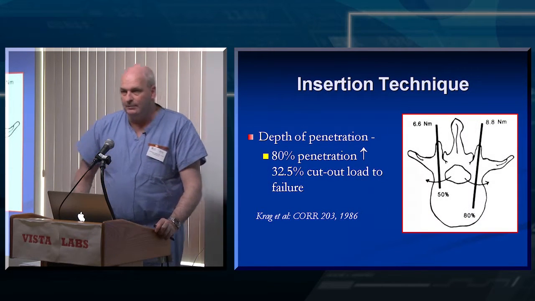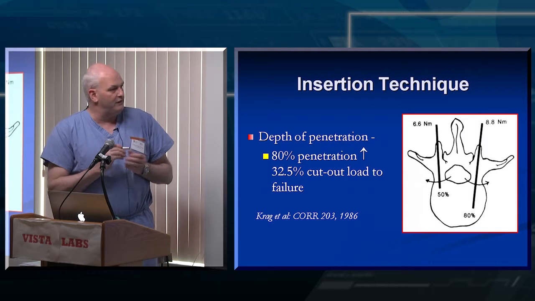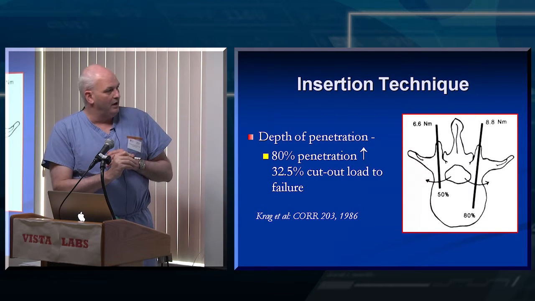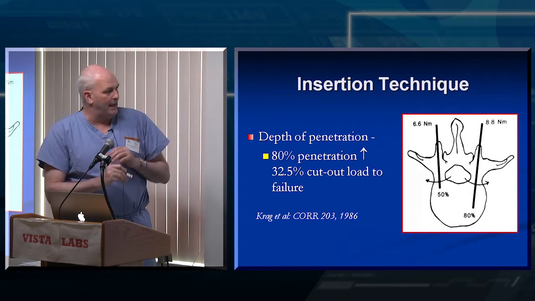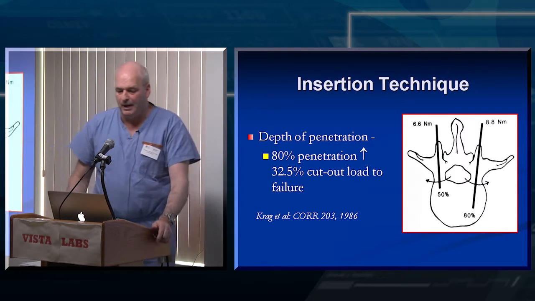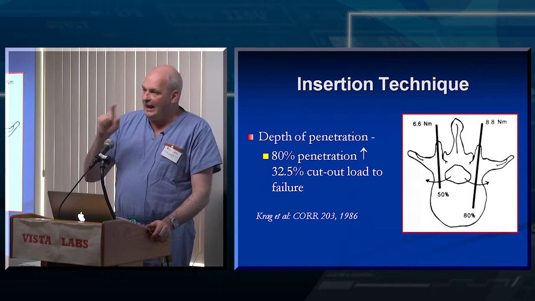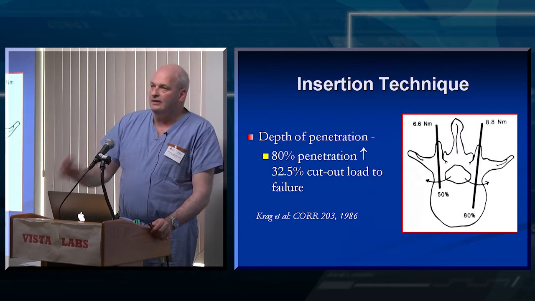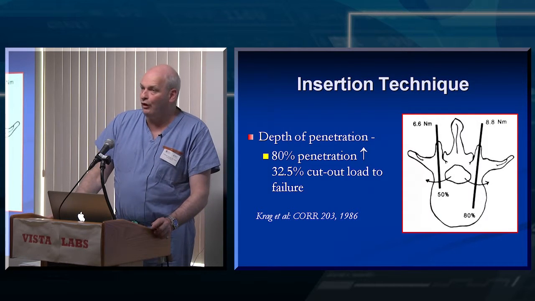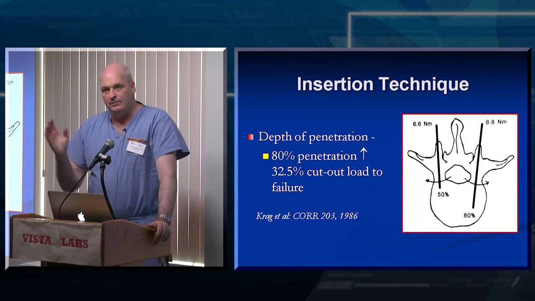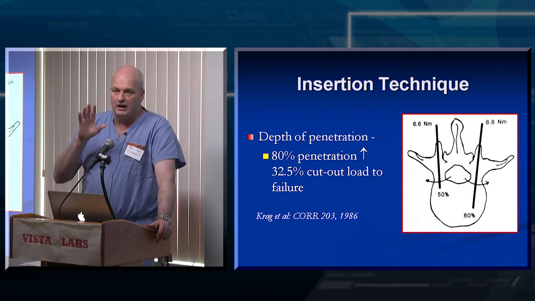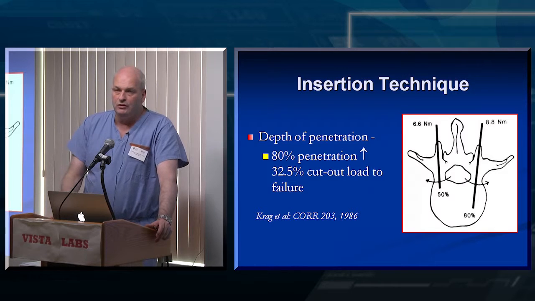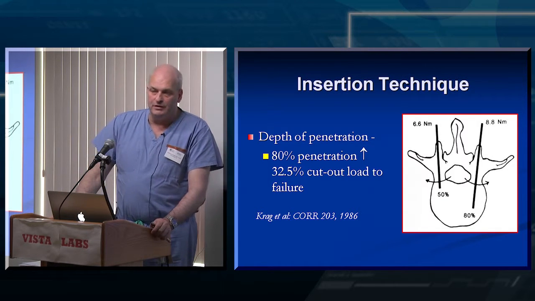So this study compared inserting a screw to 50% of the depth of the vertebral body compared to doing it 80% of the depth of the vertebral body. By increasing that to 80%, it increased the pull-out strength of the screw by almost a third. And I think ideally, everybody should shoot to optimize your screw depth to about 80% of the depth of the vertebral body.